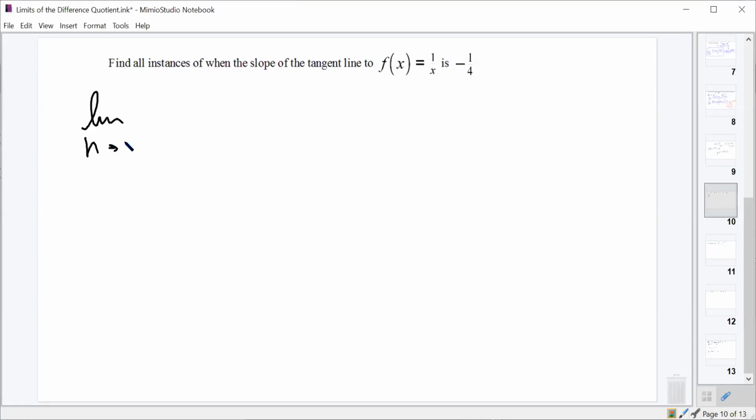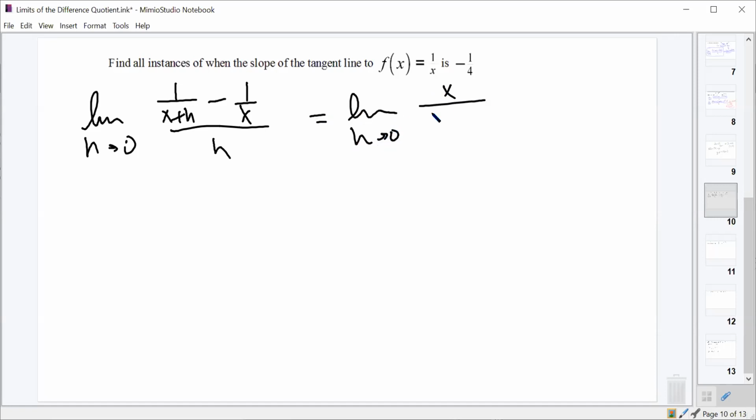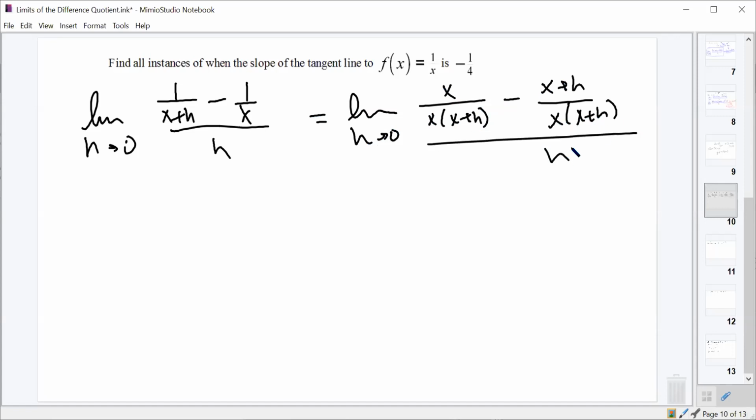So we have the limit as h approaches 0 of 1 over x plus h minus 1 over x all over h. Everybody start like that? Yes. Okay. And then you got a common denominator for the numerator. So x over x times x plus h minus x plus h over x times x plus h all over h. And then the x minus the x canceled out, so we were just left with the limit as h approaches 0 of negative h over x times x plus h.